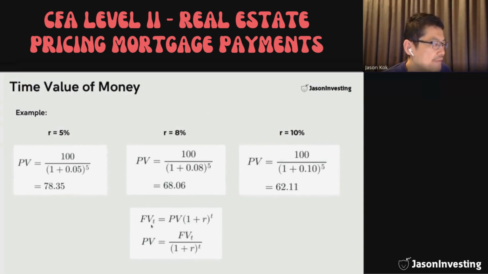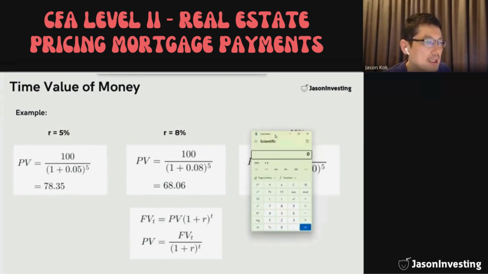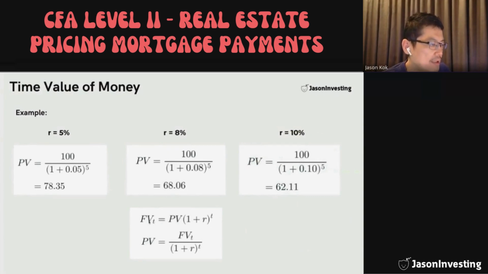But how about the future value? So given this current PV, how can I get 100? I'm going to quickly show you. So 68.06, compound for the first year, compound for the second year, compound for the third year, compound for the fourth year, and finally compound for the fifth year. This will give you $100 back. So this is the way you get the future value: by compounding. And to get the present value, what you do is called discounting.